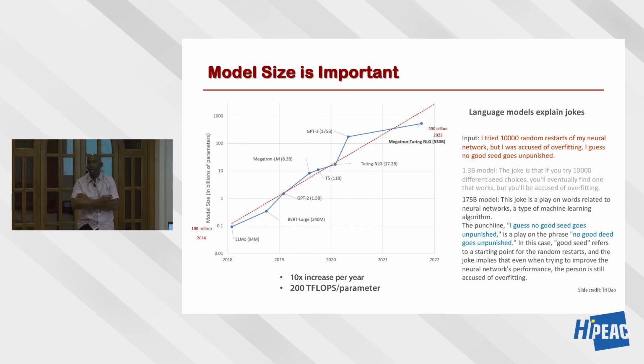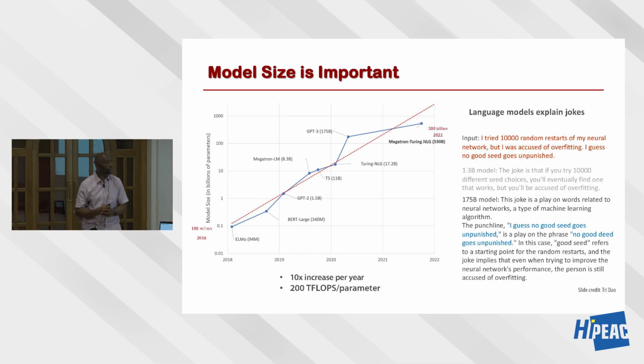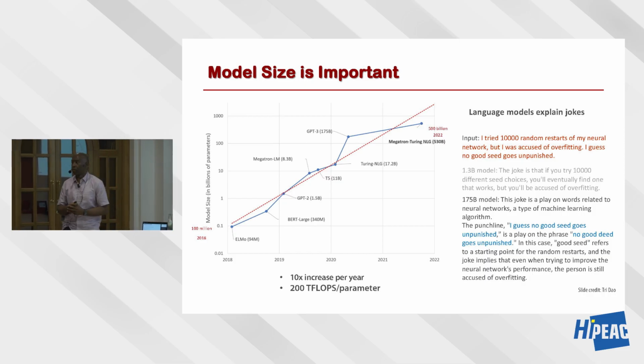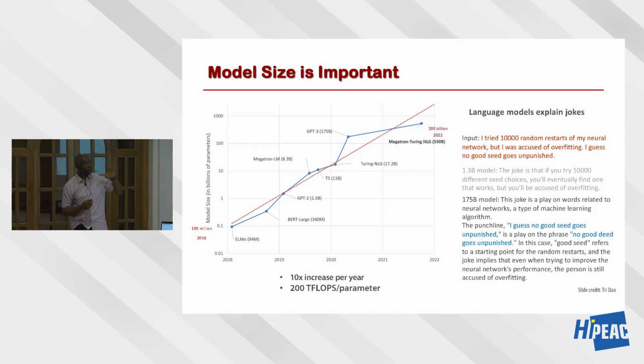And as you increase the size of these models, they become more accurate, right? They can generate better language. They can fold proteins more precisely. But they also get to inflection points where they get more capabilities.